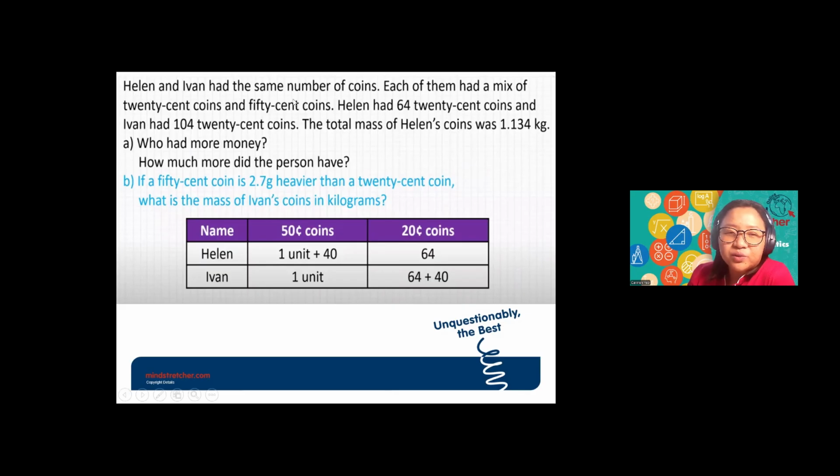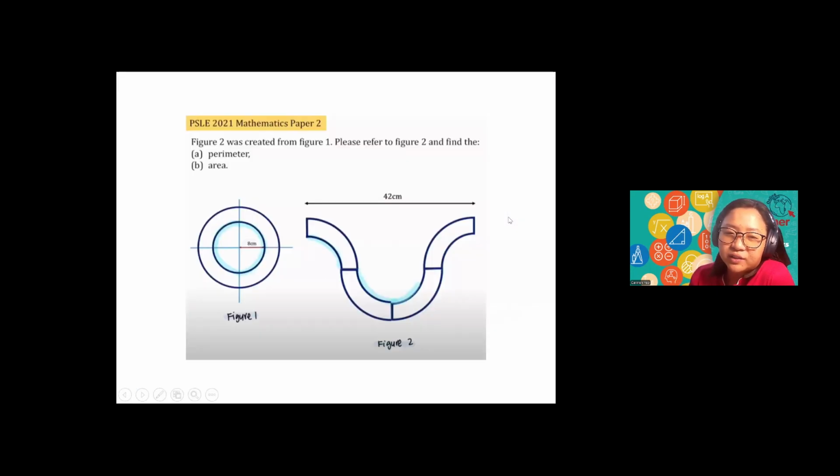Non-routine. There are many non-routine questions that I display today. But don't worry, it will not all come out in one question. Usually there will be at most two of these non-routine questions in your PSLE paper, right?